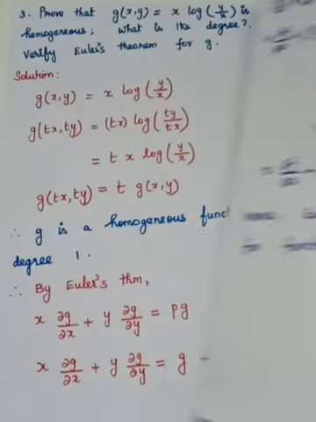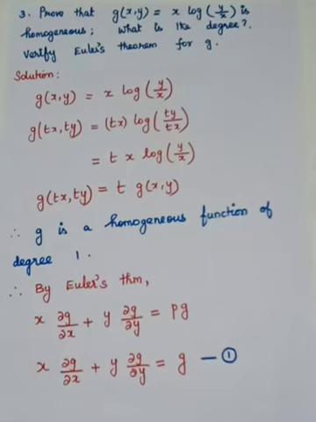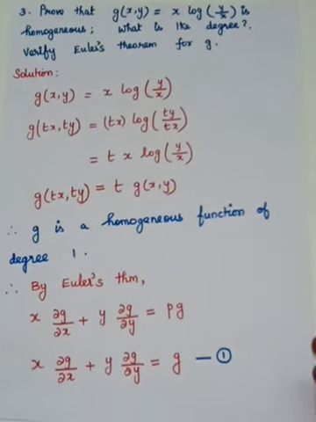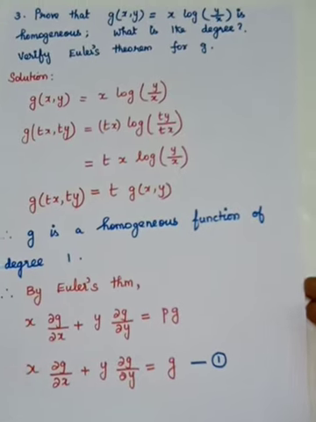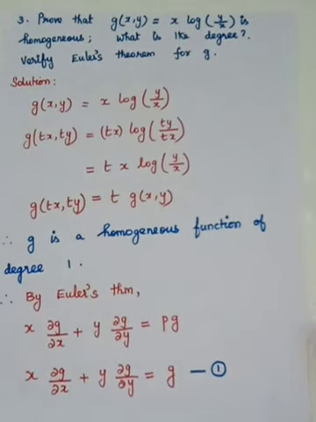And we are moving to the problem number 3. So what is asked in the problem number 3? You see that, prove that g of x comma y is equal to x into log of y by x is homogeneous. What is the degree? Verify Euler's theorem for g. Okay. See the same question. Previous question, the same model, it is there, but the function is different.